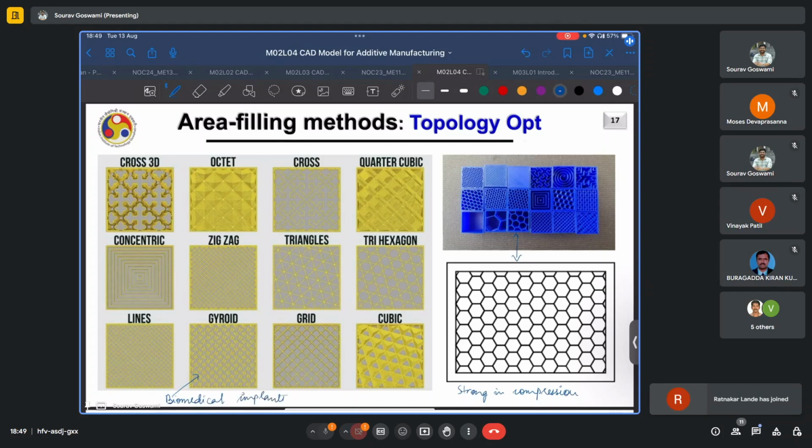Depending on the desirable level of porosity, you can have others such as cross 3D, triangles, trihexagon, cubic, and so on. And of course, as we can estimate, each of these will have different strengths and weaknesses. Some might be more isotropic than the others. Others might be more suitable for directional properties. They may help to vary the porosity and so on.